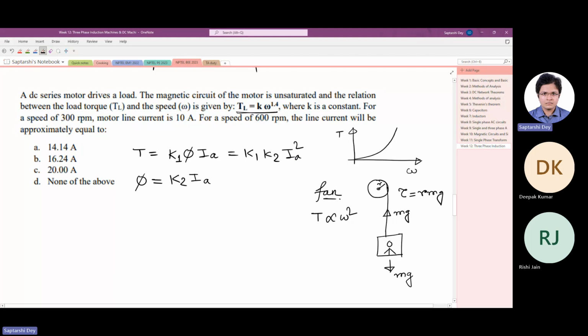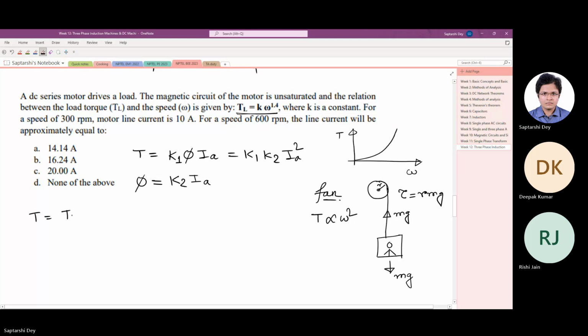Again, this is the motor developed torque at steady state. Steady state means when the machine is rotating at constant speed. The machine rotating at constant speed means the net torque on the system is zero. So the motor torque must be equal to the load torque at steady state, right?